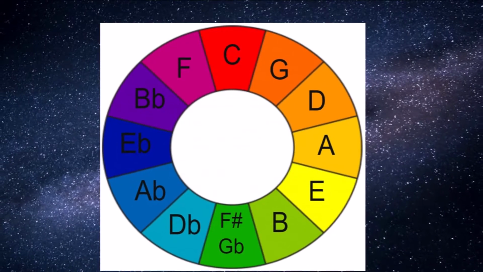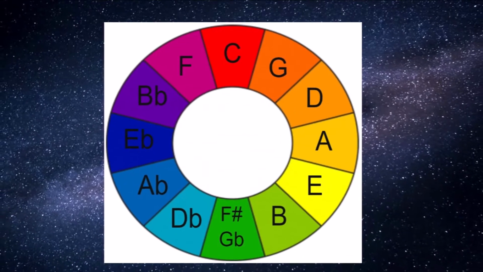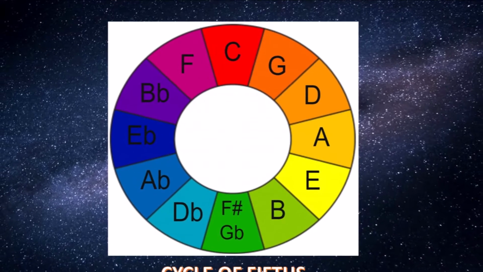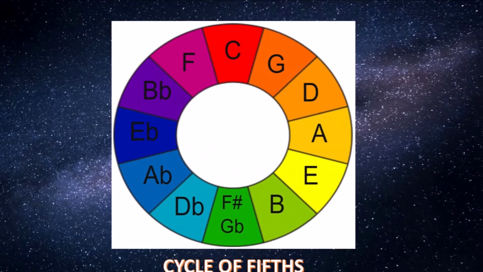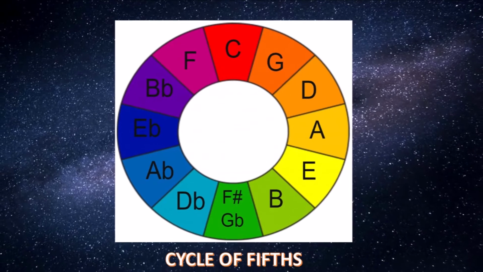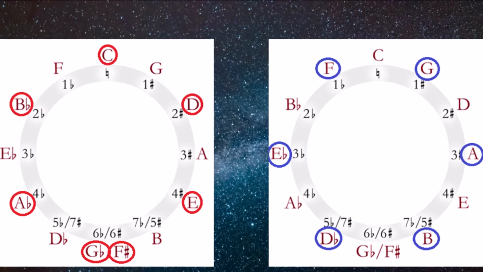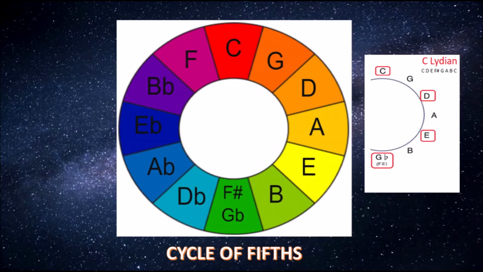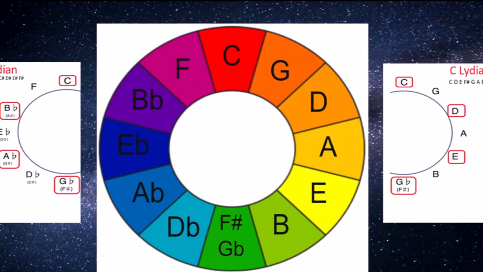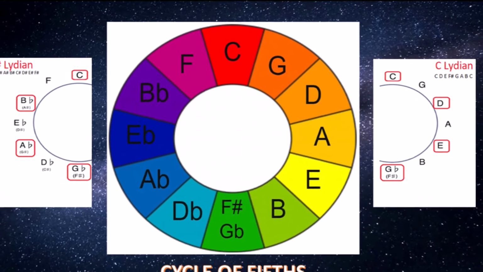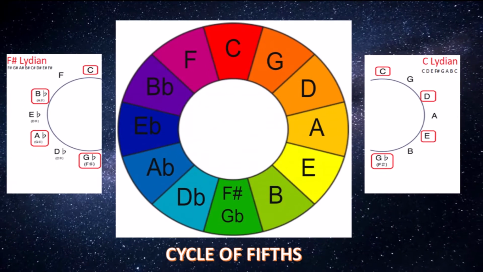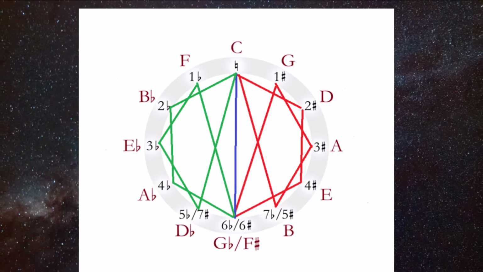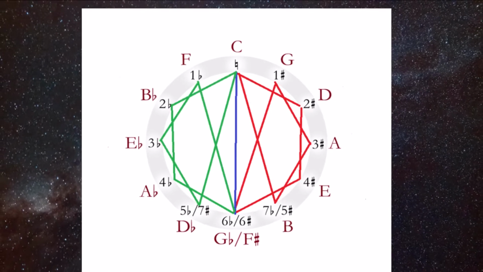Since the interval of a fifth is the strongest, if we build a scale based on consecutive fifths, we get what is known as a cycle of fifths. So, Adam and Eve gave birth to two children, Cain and Abel. That is C Lydian and F sharp Lydian. And when you put the two Lydians together, you get the cycle of fifths.